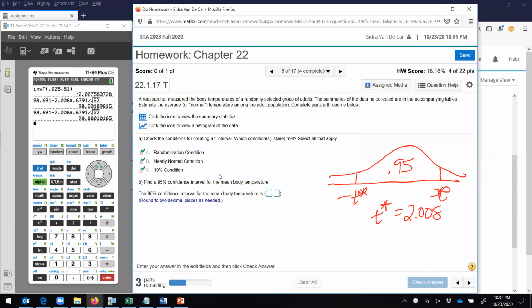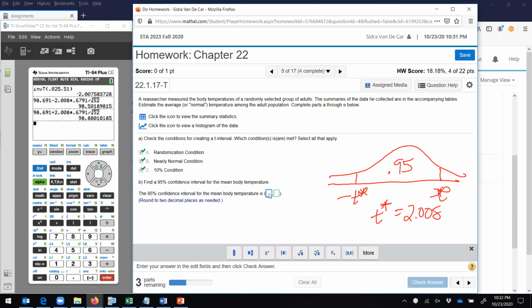Okay, so we want to go, this is 2 decimal places. 98.50 to 98.88.